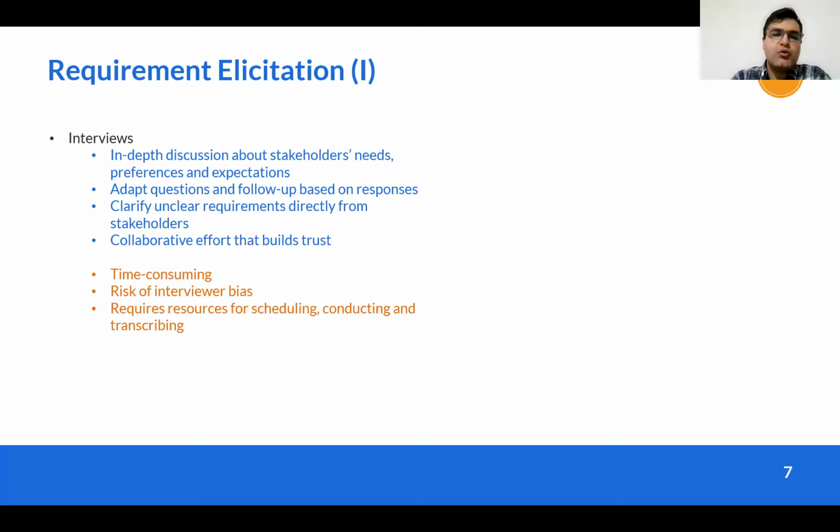Okay. Requires resources for scheduling, conducting, and transcribing. That also feeds into the fact that it's time consuming. And it's also limited by how many stakeholders you can interview, right? Because it's so time consuming, and interviews don't really give you quantitative data. You still need to conduct other research on top of that, right? You shouldn't rely purely on data collection. You should also do literature reviews. Okay, everything needs to be balanced.